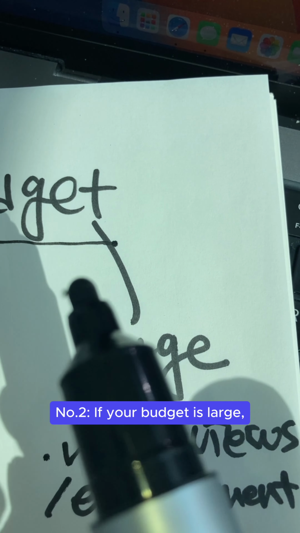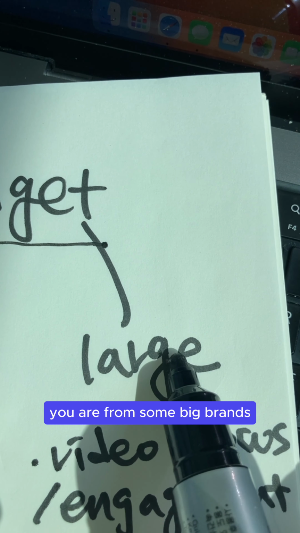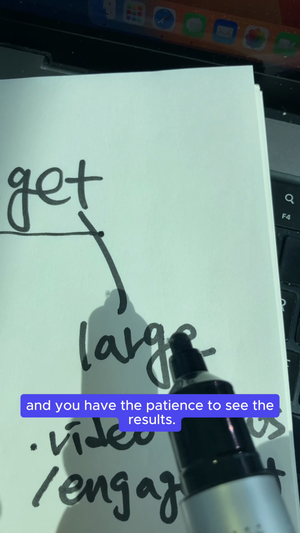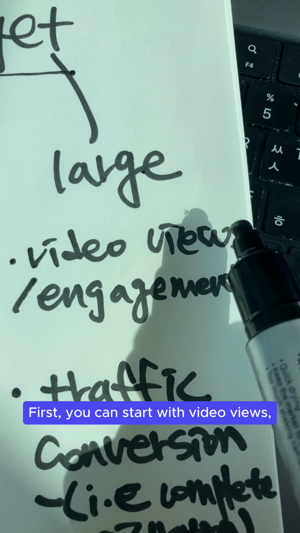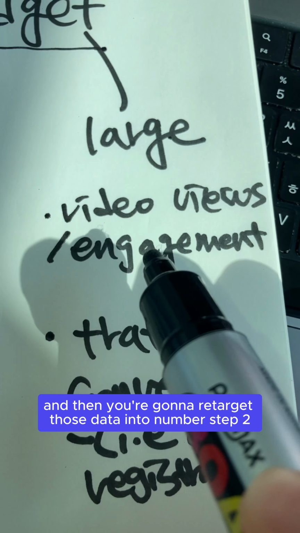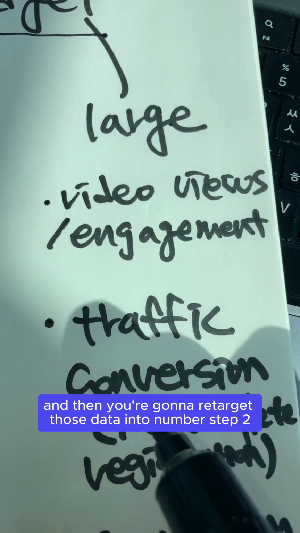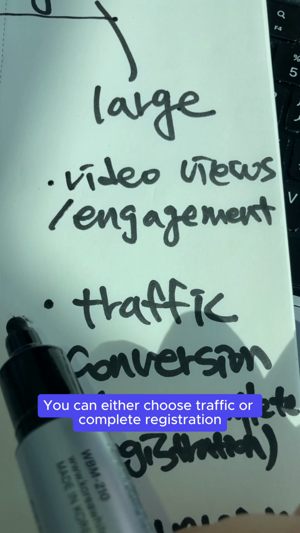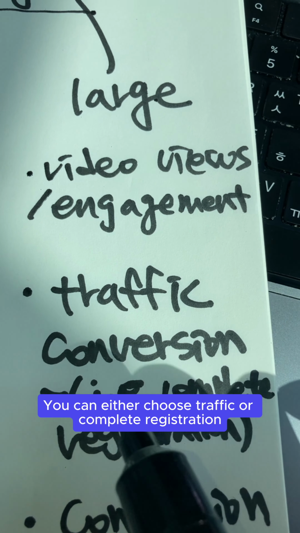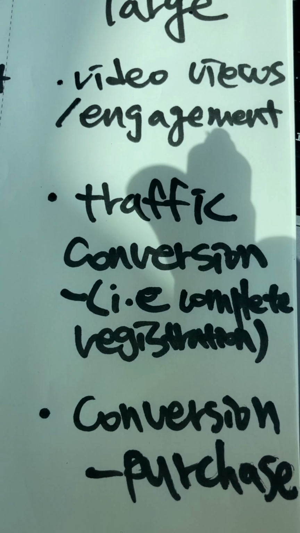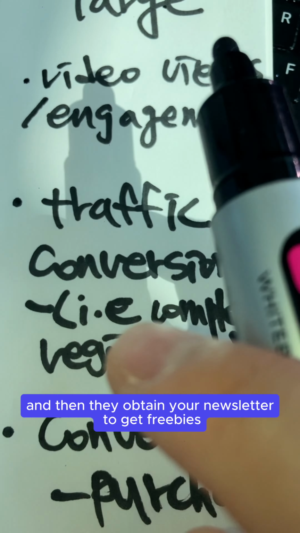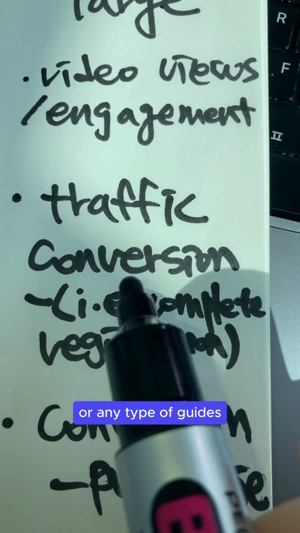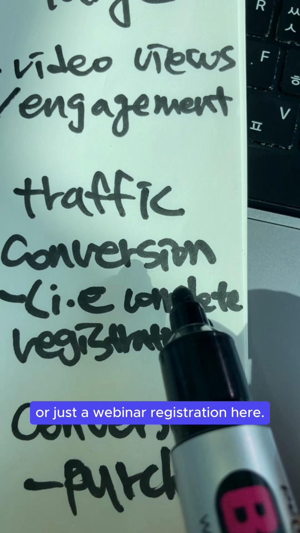Number two, if your budget is large, you are from some big brand, and you have the patience to see the results, then you can go a step further. First, you can start with video views or engagement objectives, and then you're going to retarget that data in step two. You can either choose traffic or complete registration to build your leads. The scenario could be your audience visits your funnel and then they opt in to your newsletter to get freebies or any type of guides, or just webinar registration here.